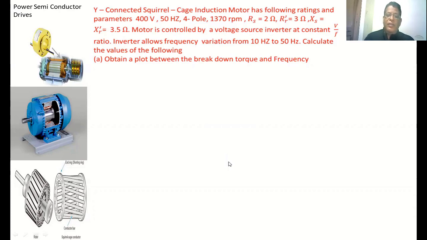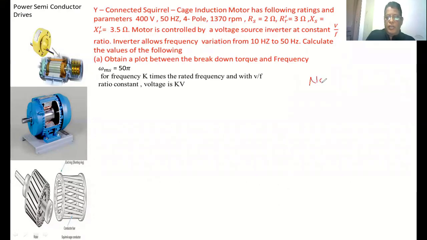Plot the graph between the breakdown torque and frequency. That is the first one. So omega S value: Ns equal to 120 F by P. The frequency is given as 50 Hz, the number of poles is given as 4. Substitute all the values. Omega ms, nothing but the synchronous speed in radians per second, equal to 2 pi Ns by 60. So finally you are getting the value 50.